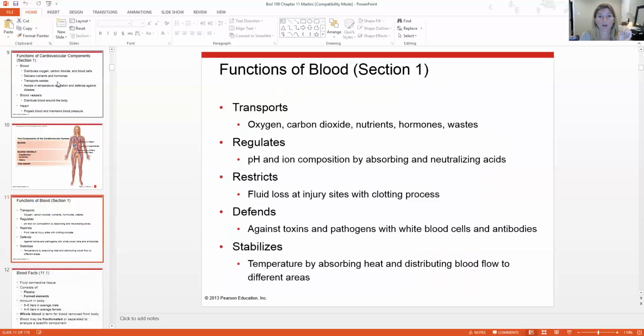So let's talk about the overall functions of blood. Transportation: it transports nutrients, carbon dioxide, oxygen, hormones, wastes. It regulates the pH. The blood has buffers in it to help regulate the overall blood pH, maintaining a 7.35 to 7.45 blood pH. It restricts fluid loss at an injury site, so it forms a clot to help stop hemorrhaging. It's also going to defend against toxins and pathogens. It's a main mechanism for our immune system to mobilize throughout the body, and it also helps to stabilize our temperature by absorbing heat and distributing blood flow to different areas of the body.